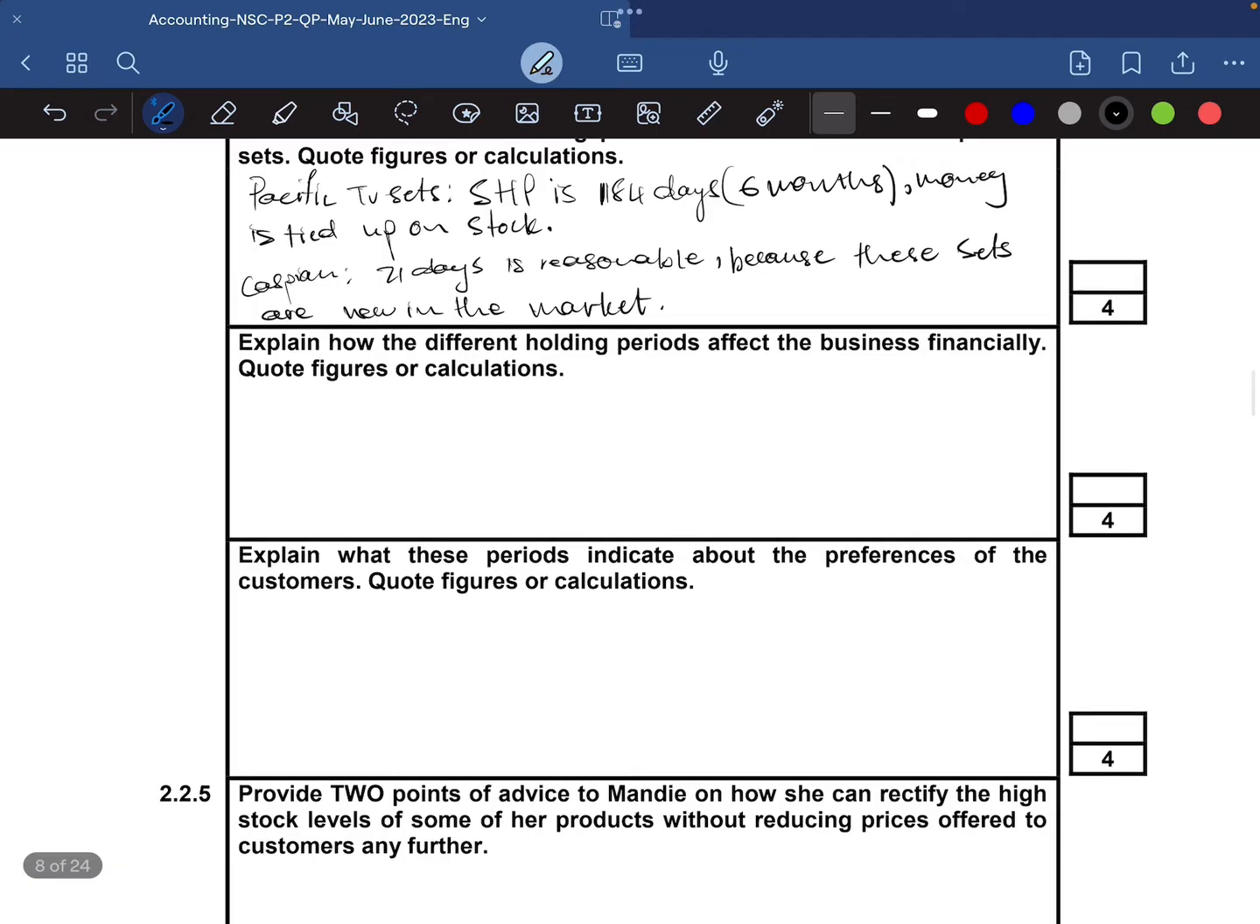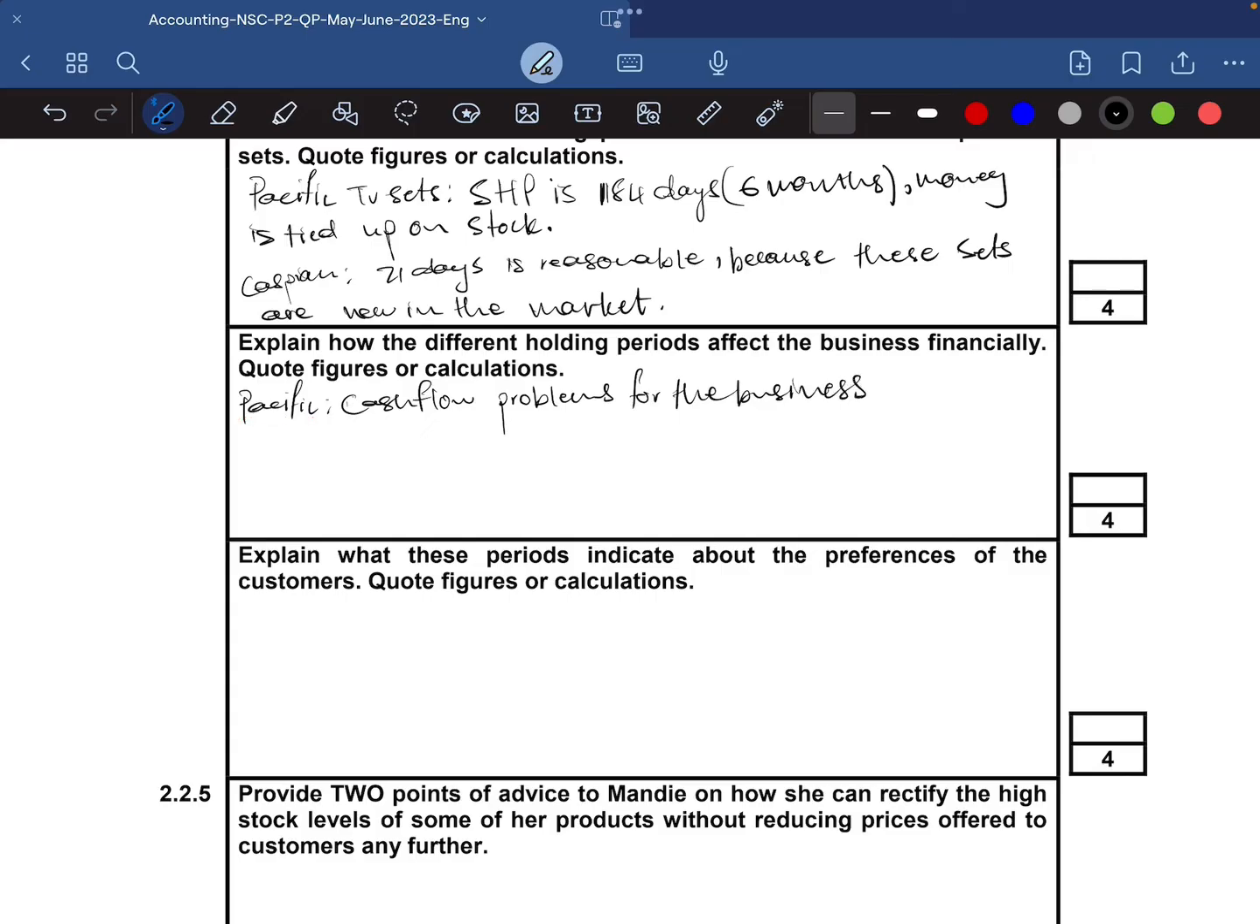Okay, so now explain how the different holding periods affect the business financially. Quote figures or calculations. So here we'll just look at Pacific first. So Pacific, as we said, money is tied up on stock. So we would say cash flow problems for the business.